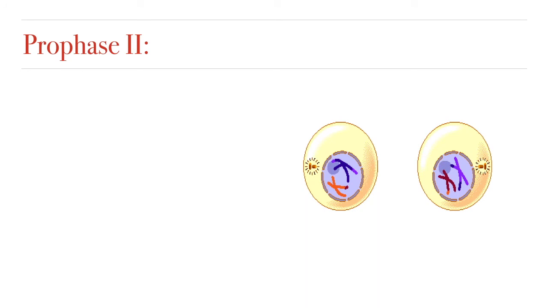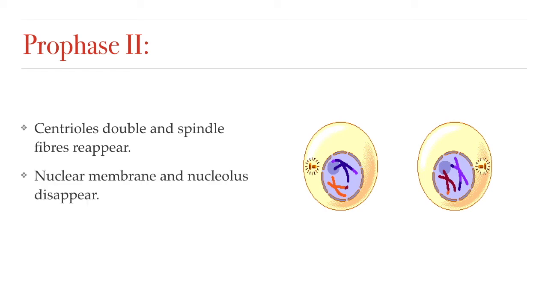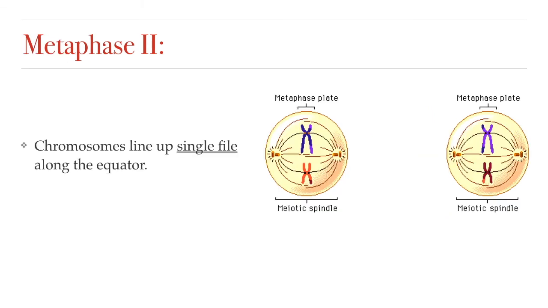So now we're going to skip interphase and we're going to move on to prophase 2 directly. During prophase 2, now the centrioles double, pair up, and spindle fibers reappear. Meiosis II is actually very similar to mitosis. The nuclear membrane and nucleolus disappear, the chromosomes are visible, they never uncondensed, and these cells are still haploid. Metaphase 2, the chromosomes line up single file along the equator just like they did during mitosis. The only difference is that this is happening with 2 cells, and the cells are haploid.